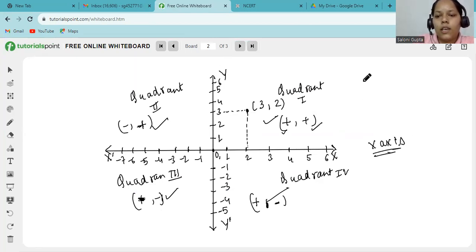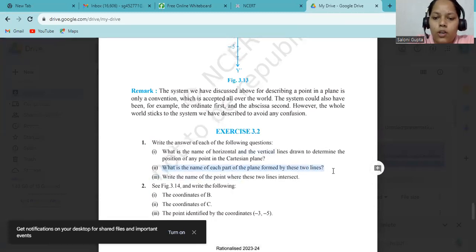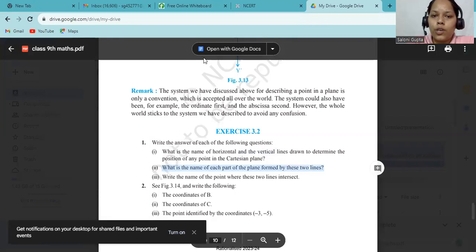And this vertical line, we say, okay, this was the y-axis. Then in the second, what is the name of each part of the plane formed by these two lines? This I told you is the quadrant. Each part will be called a quadrant.